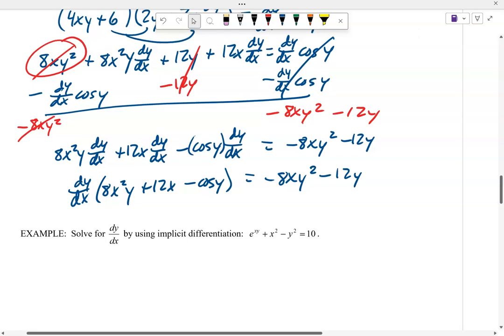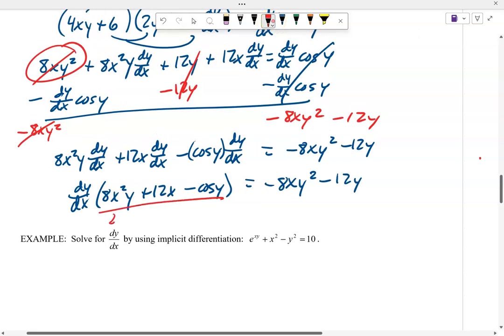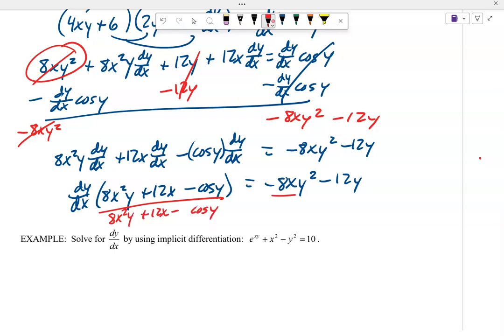And then divide everything by that right there, 8x squared y plus 12x minus cosine y. 8x squared y plus 12x minus cosine y. And that's my dy/dx right there. There's my dy/dx.